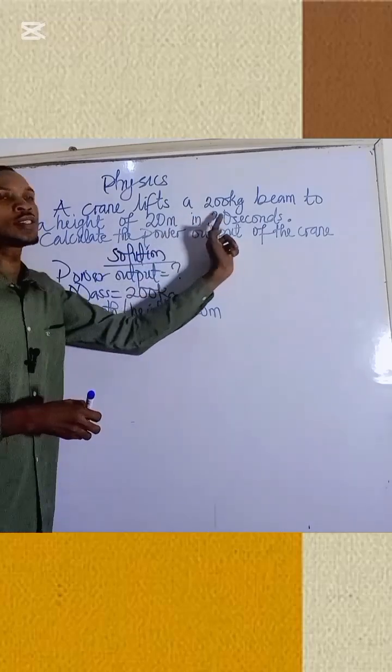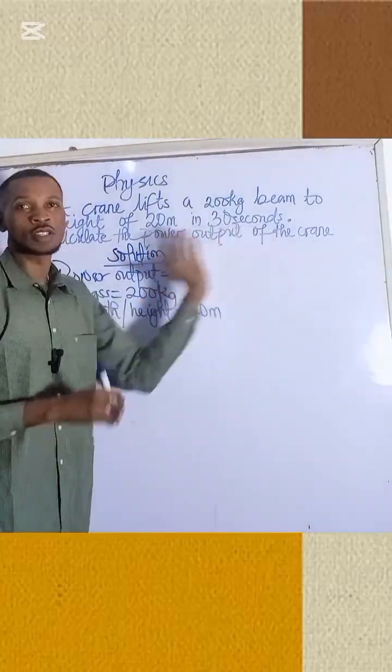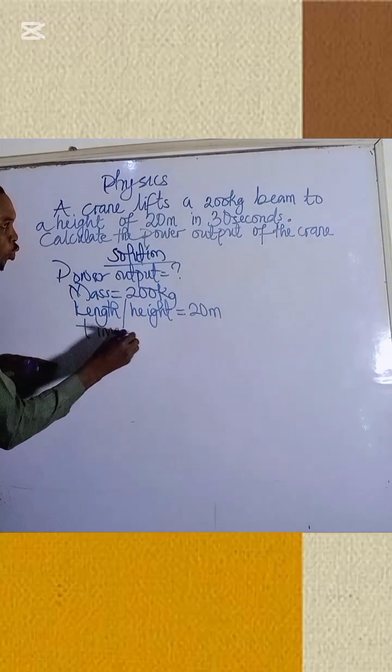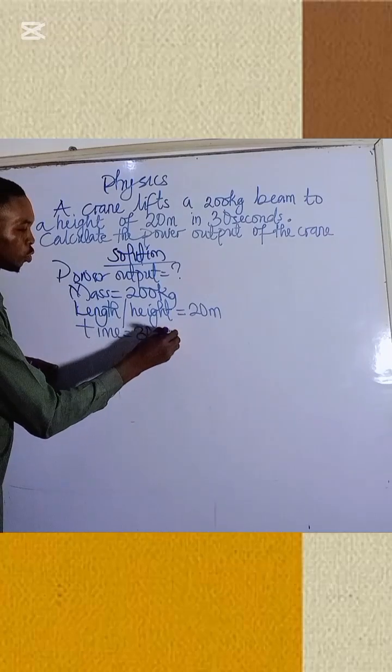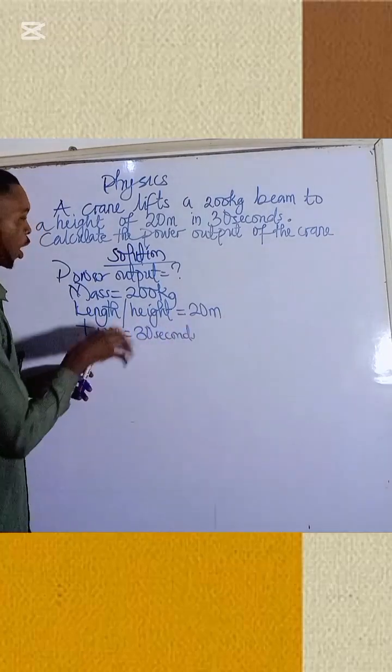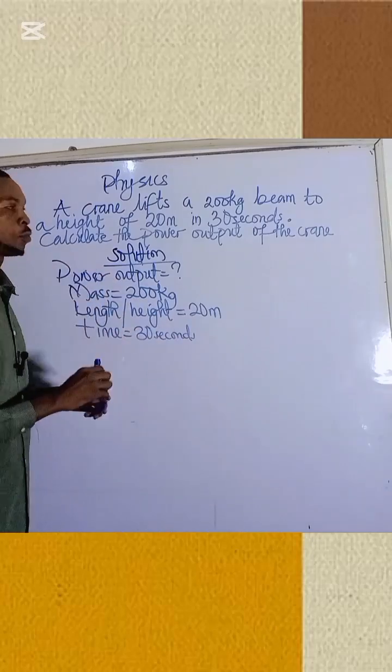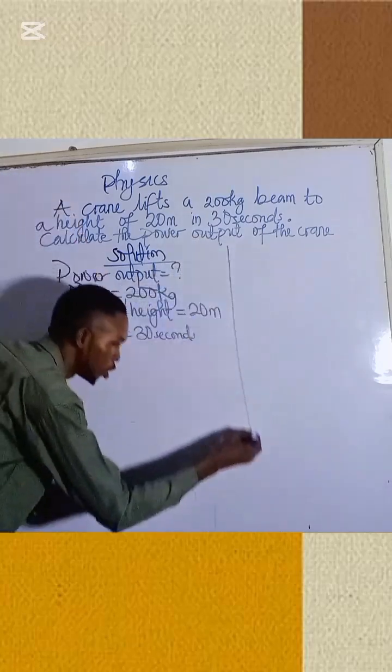Right. In 30 seconds. So when you see seconds, it represents what? Time. So write it out. Time is equal to 30 seconds. All right. So these are the parameters given, and this is the parameter we should calculate. Of course, how do we solve this problem?